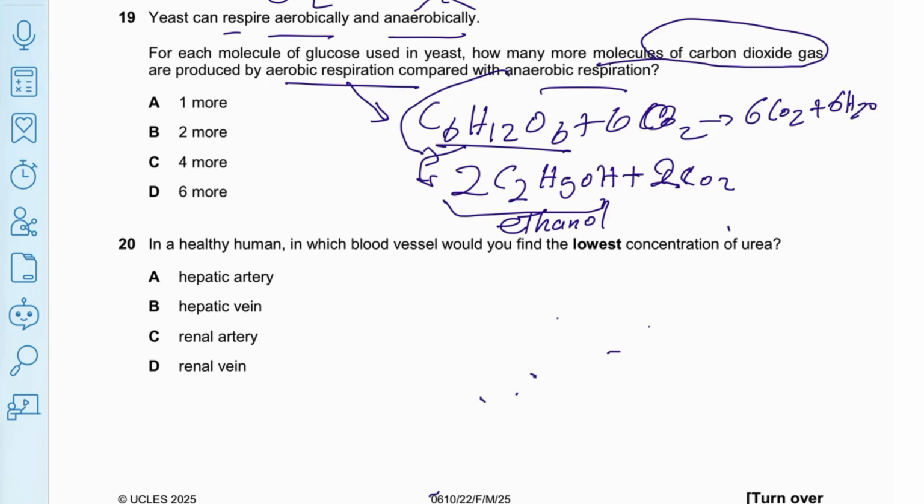So let's compare the carbon dioxide produced. Here carbon dioxide is 2, here carbon dioxide is 6. So how much difference? 4 more are produced.